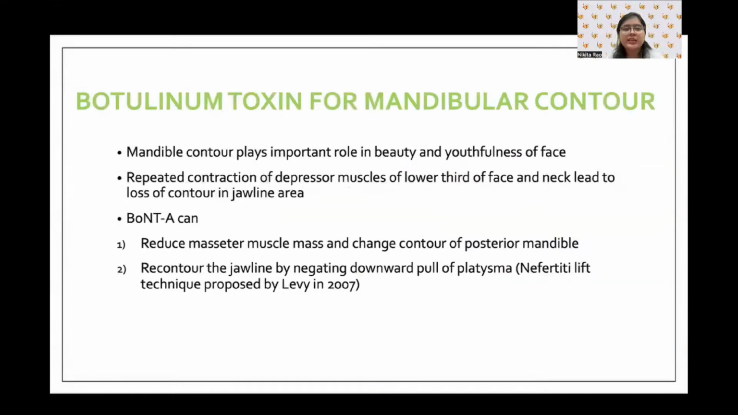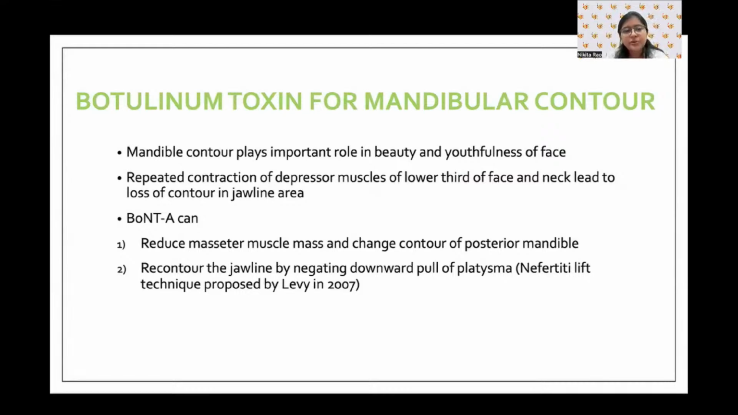Next, we take a look at the botulinum toxin for mandibular contour. Now, mandibular contour plays an important role in the beauty and youthfulness of the face. Repeated contraction of the depressor muscles of the lower third of the face and the neck lead to loss of contour in the jawline area.